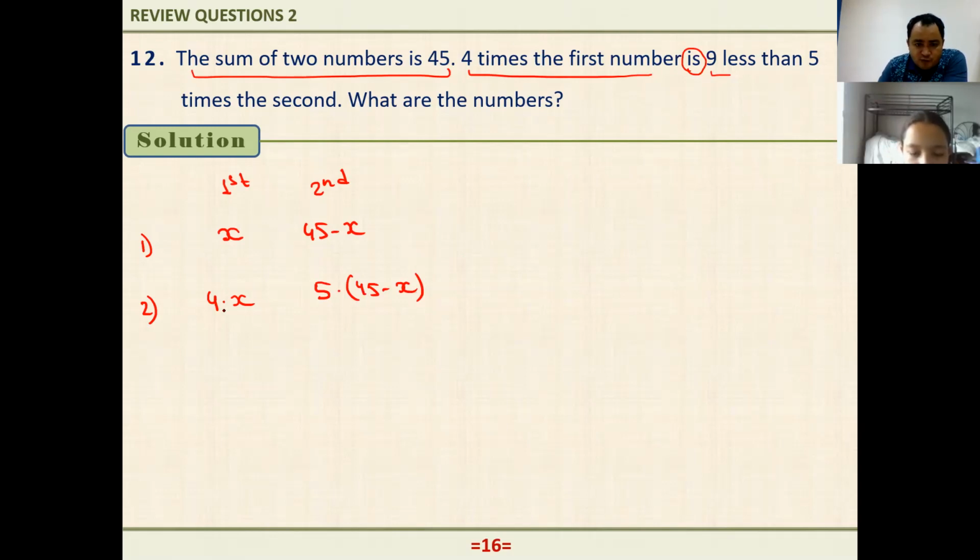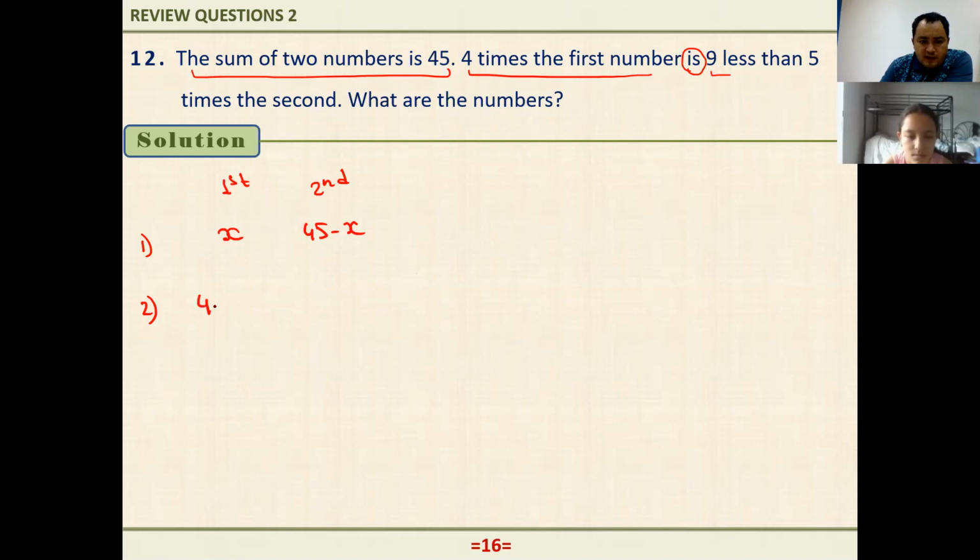Now, if you look at these numbers, which one is greater here? The second one is greater, right? Because if I multiply this by 4, it is still less than this, by 9. That means 4x plus 9 is equal to this thing. Also, you can write it like this.